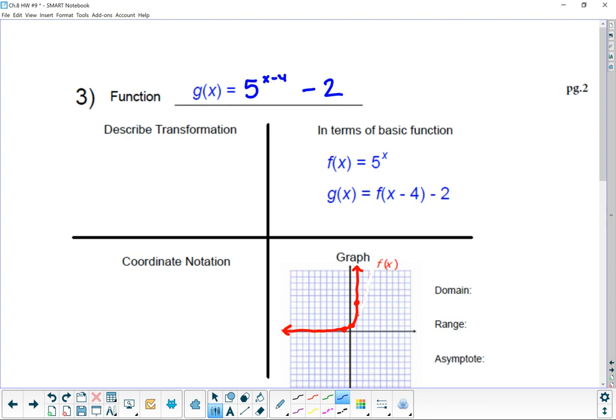Transformation. What's going on? So little x minus 4, that's going to be a horizontal translation of, so it's going to be opposite of negative 4. So that's going to be right 4. And it's going to be the same vertically as that. So it would be vertical translation of down 2.